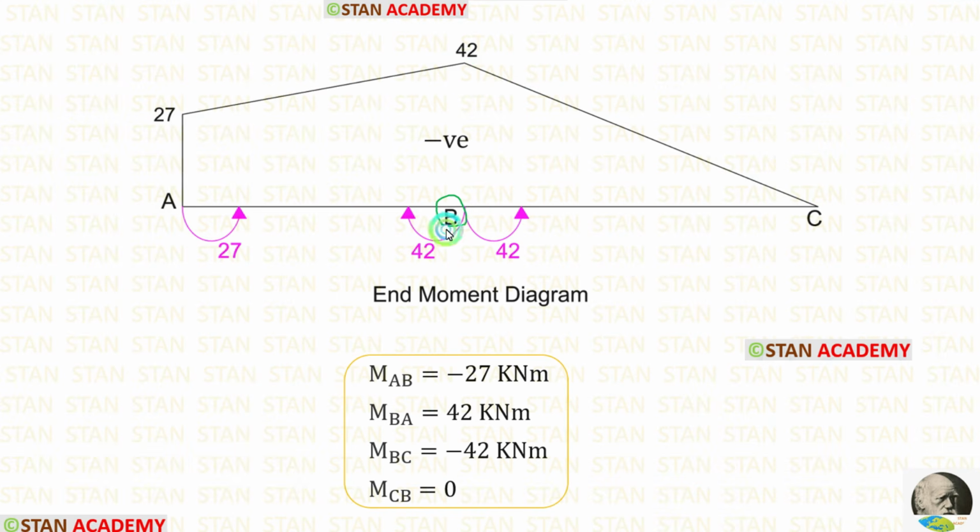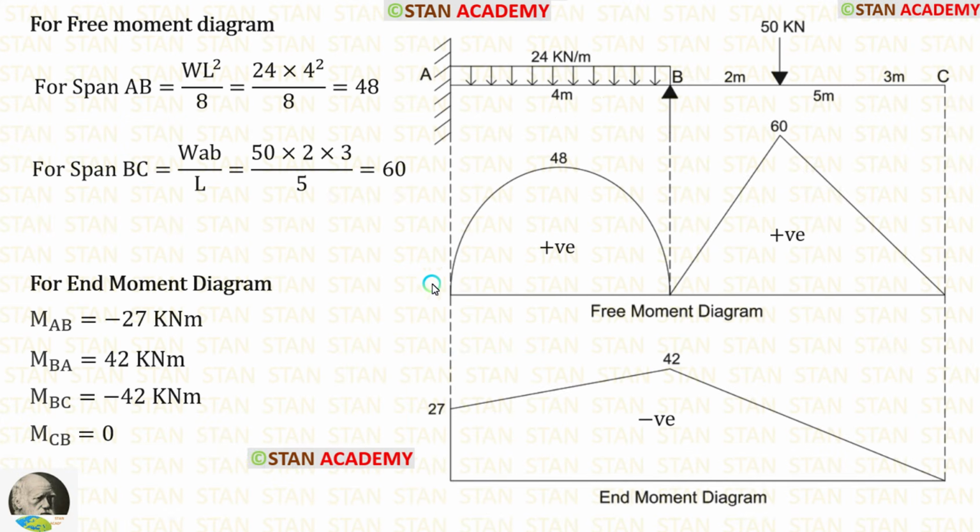In the point B, there are two moments. Even though there are two moments, we have to mark only one point because both of the arrows are indicating upwards. That means they indicate only one point. If the end moment diagram comes above this line, that will be negative. If it comes below the line, that will be positive. Right now, all of the values are coming above the line, so it will be negative.